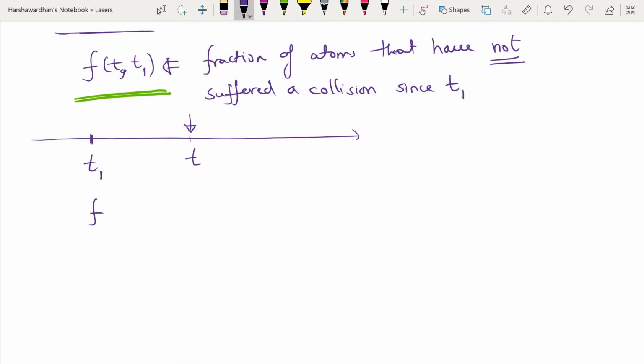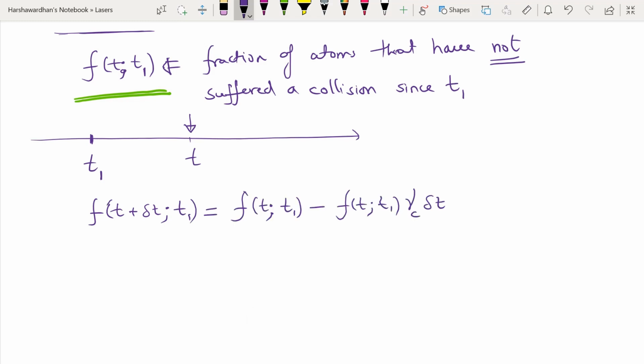So my f at a time t plus delta t. I'm looking at this following quantity: the fraction of atoms that have not suffered a collision at the time t plus delta t. Of course, they had suffered the collision at t1. So what are the fractions that have survived the collision at this time?